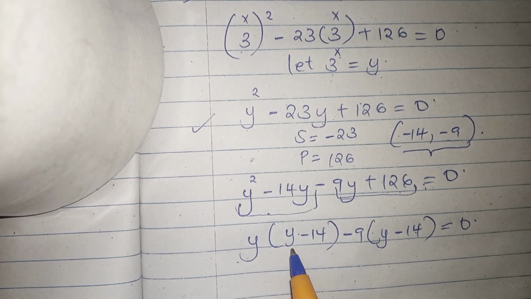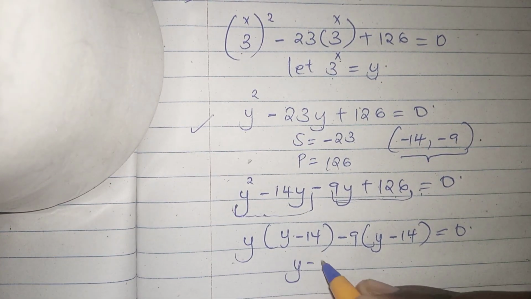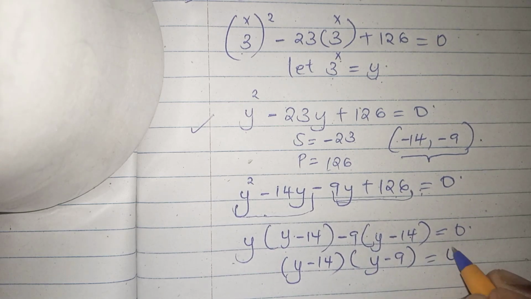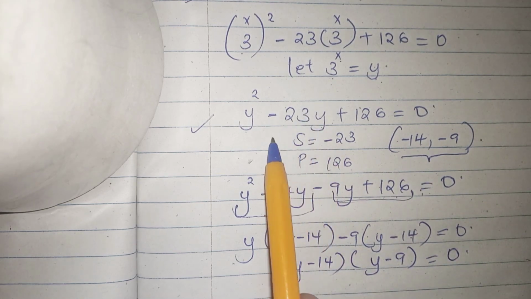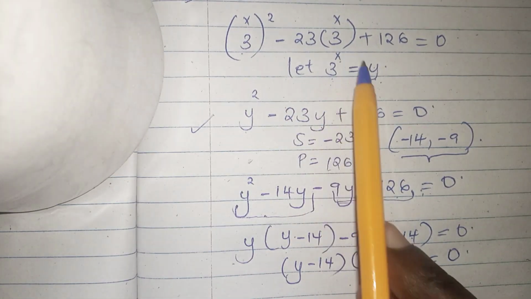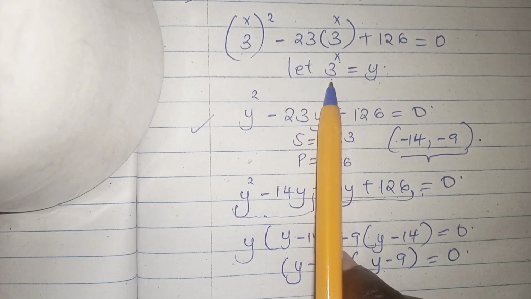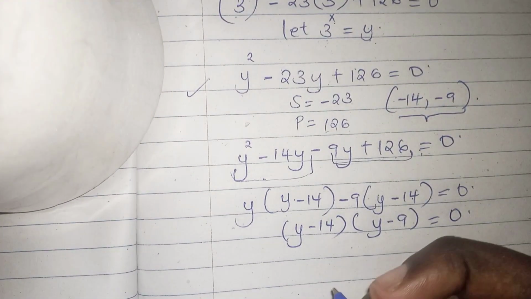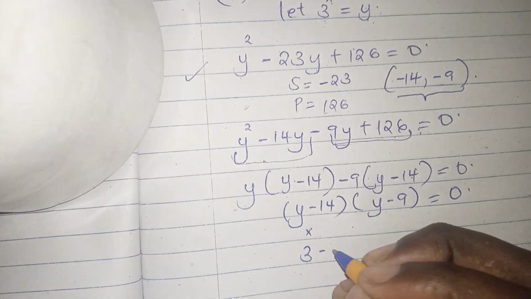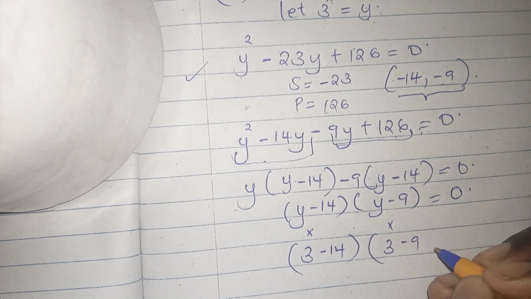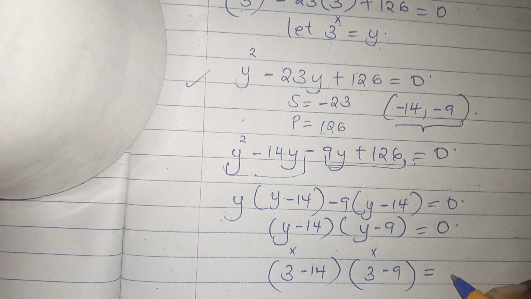Okay, so y minus 14 is common. y minus 14 into bracket, pick what is left outside the bracket, y minus 9 is equal to 0. But remember earlier on we had said let 3 to the power of x is equal to y. Now where there is y, we are going to substitute it with 3 to the power of x. So then this becomes 3 to the power of x minus 14 into 3 to the power of x minus 9 is equal to 0. So their product is equal to 0.